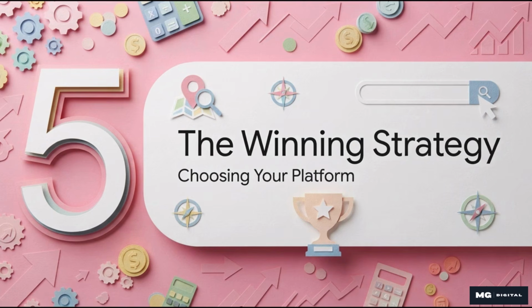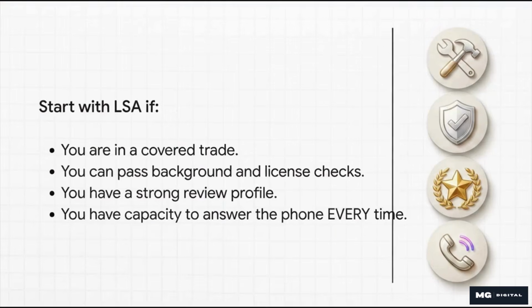Section 5, the winning strategy. We've gone through the budget math and the big updates, so let's pull this all together into a clear winning strategy to help you choose the right platform. Local services ads are definitely your best bet to start if you meet a few very specific criteria. You have to be in a covered trade, you have to pass the background checks, which, by the way, takes real calendar time to get through, and you need a really strong review profile. But most importantly, it is only a winning strategy if you have the operational capacity to answer the phone immediately every single time it rings. If you can honestly do that, it's an incredible way to cap your downside risk without even needing a website.